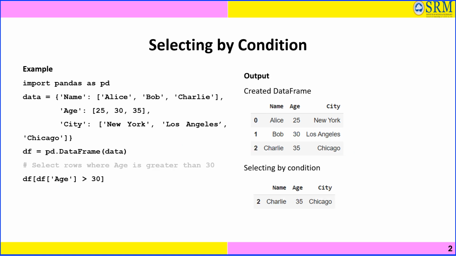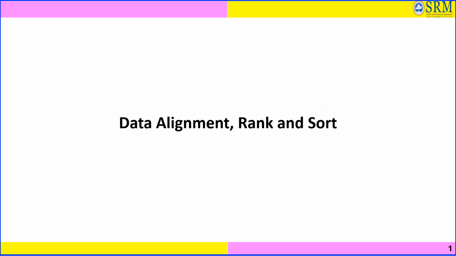Then you have to select by condition. Here we have given the condition: df is the data frame, and under this we cannot just put age, because age is under df. So df[df['age'] > 30]. Under this, which one is greater than 30? Only 35, so that will be selected: Charlie, 35, and Chicago. So this is selecting a particular row or column by condition.